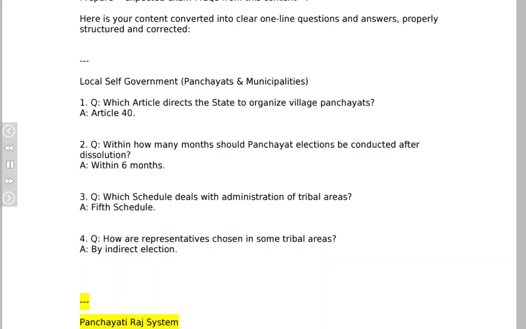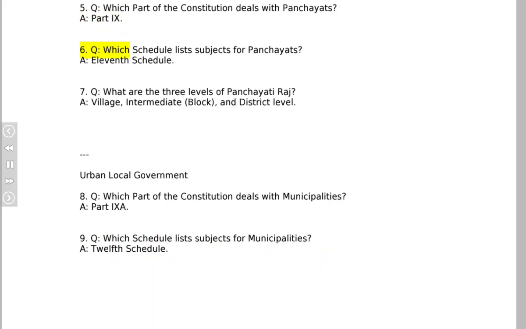Panchayati Raj System. 5. Q. Which part of the constitution deals with panchayats? A. Part 9. 6. Q. Which schedule list subjects for panchayats? A. 11th. 7. Q. What are the 3 levels of Panchayati Raj? A. Village, intermediate block and district level.